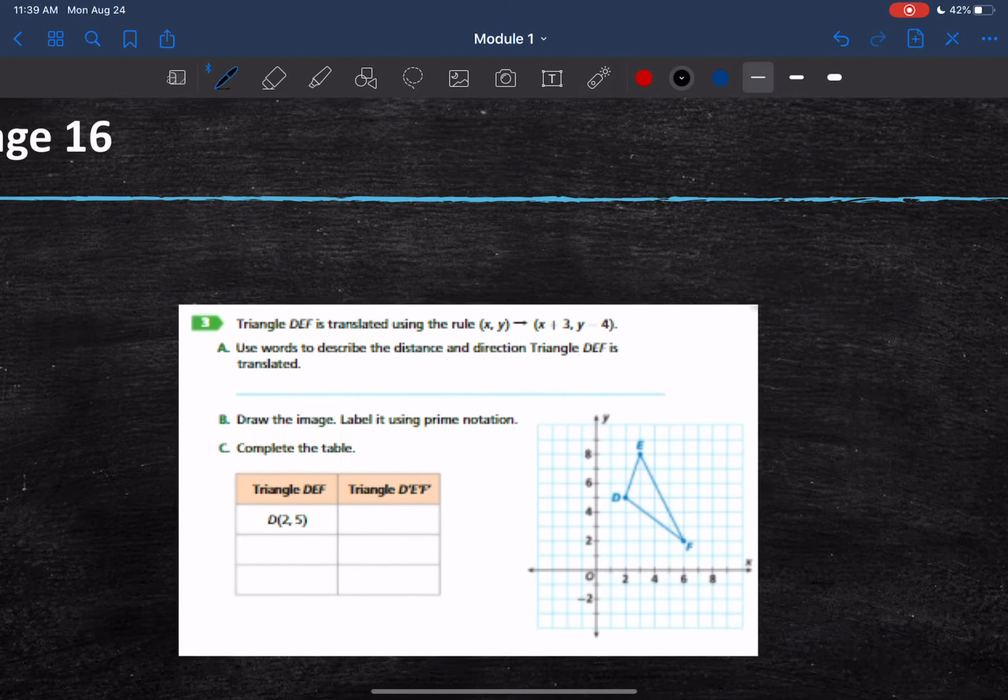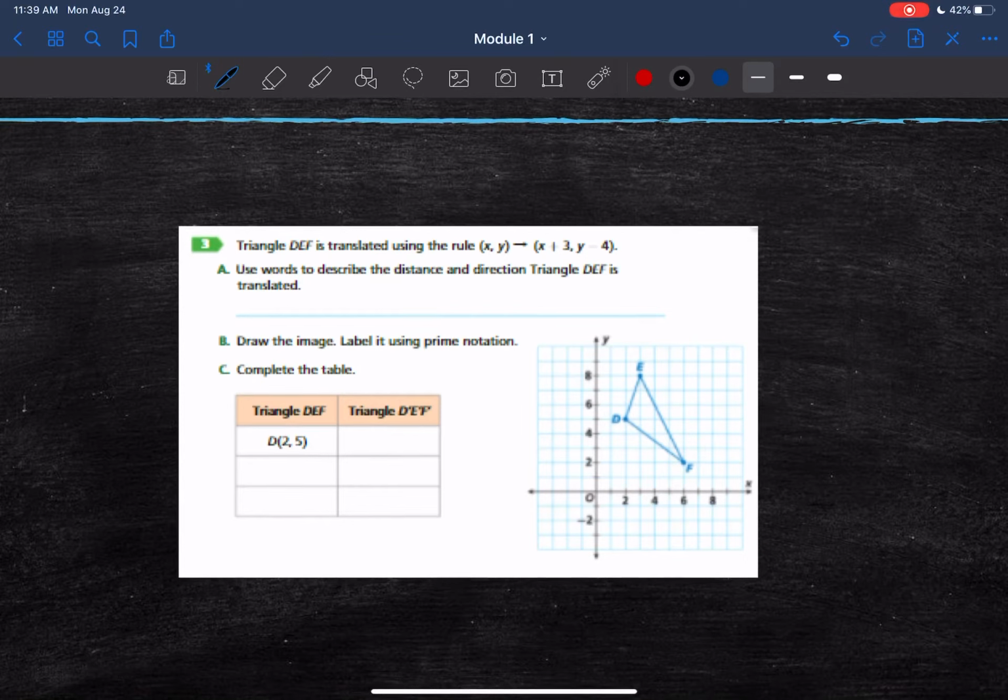All right, this comes from page 16. DEF is translated using the rule x plus 3, y minus 4. Use words to describe the distance and direction DEF is translated. So if I'm adding 3 to my x, which tells me left and right movement, plus 3 tells me move 3 to the right, and y minus 4, y goes up and down, minus 4 tells me move 4 down.